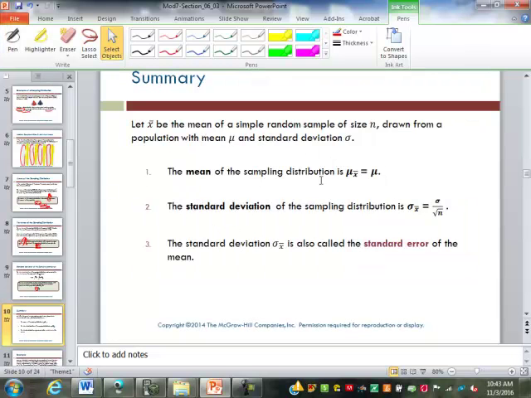This is just summarizing what we just said. The big thing, of course, is that the mean of the sampling distribution, the mean of the sample means, should be the same as the mean of the individual values in the population. The standard deviation of those sample means is the population standard deviation for the individual values divided by the square root of the sample size. The term you'll hear me say a lot, standard error of the means, is sometimes used to describe the standard deviation of the sample means.